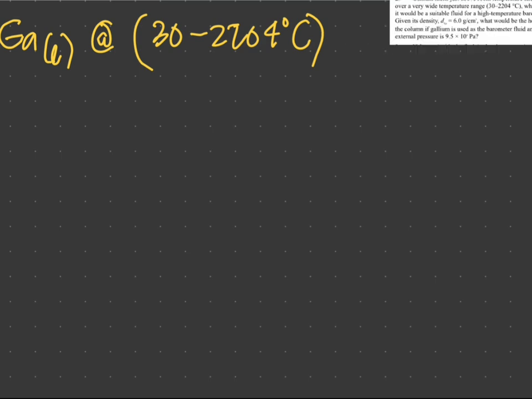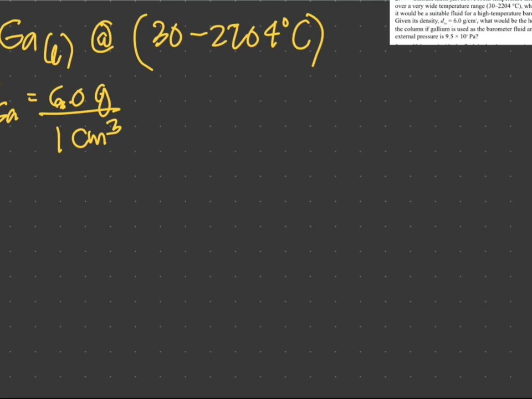Okay, so let's solve this problem. Gallium melts just above the room temperature, liquid over a very wide temperature range from between 30 to 2204 degrees Celsius, which means it would be a suitable fluid for a high temperature barometer given its density. So the density of gallium is 6.0 grams per cubic centimeter. What would be the height of the column if gallium is used as the barometer fluid?